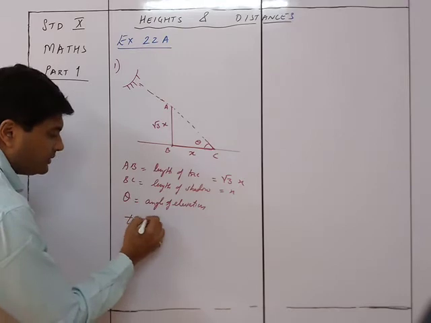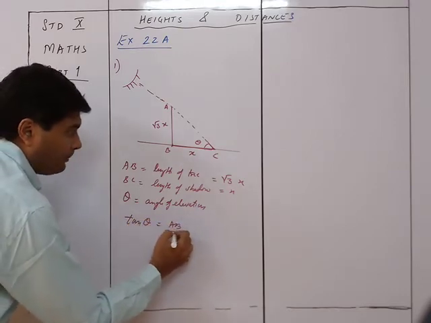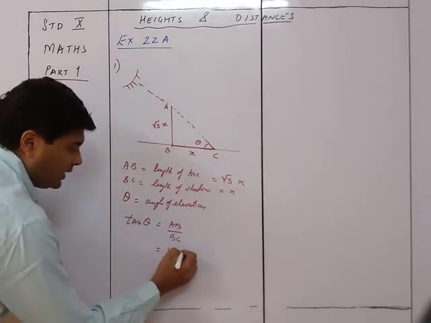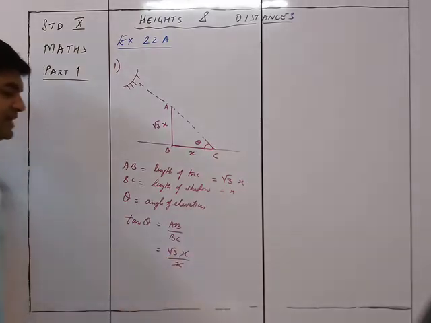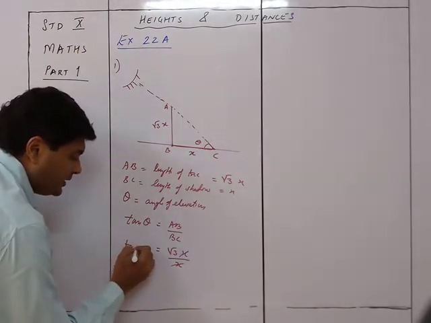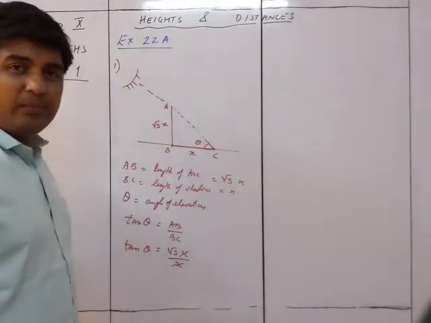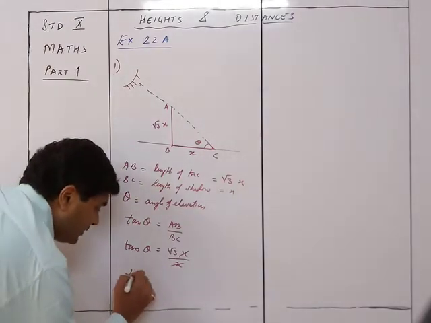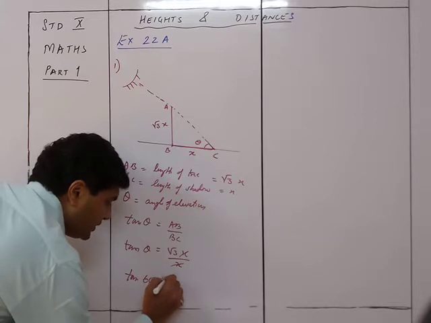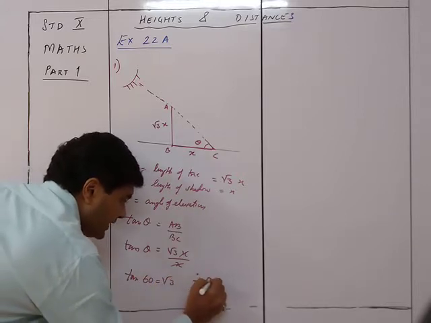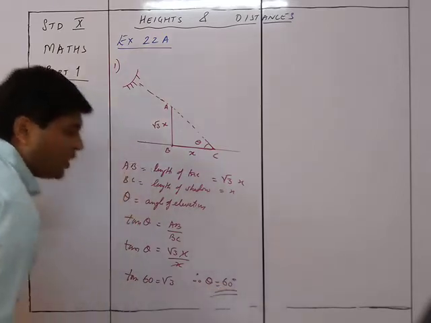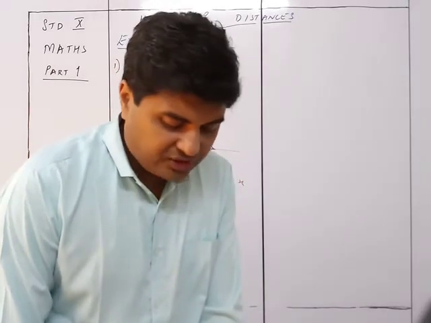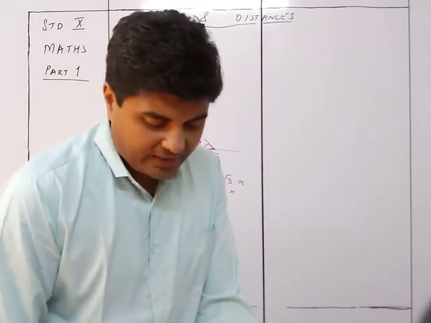Therefore tan theta is going to be AB upon BC. That is nothing but √3x upon x. So the x's get cancelled, and tan theta is equal to √3. What is √3? Tan 60 is √3. So tan 60 is equal to √3. Therefore, theta is equal to 60 degrees. So the angle of elevation is 60 degrees. So this is what we see in the first question of exercise 22A.